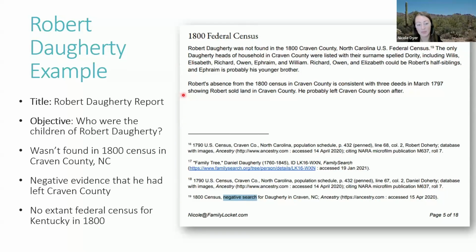And he wasn't ever found on the 1800 census because he moved to Kentucky and they don't have any extant federal censuses for that year. So it was helpful to be able to show that I did check the 1800 census, which would have showed us how many potential children he might have had in his household at that time, because that was the objective, but I couldn't find him there. And then the other one wasn't extant.